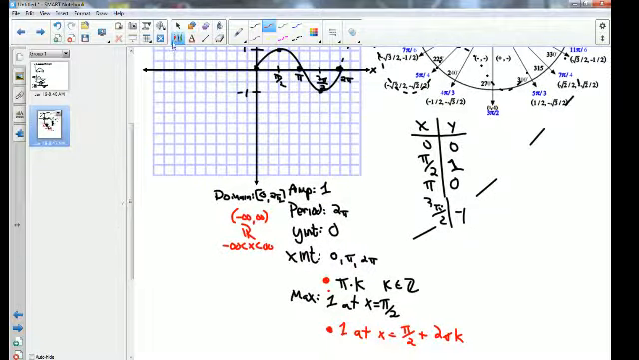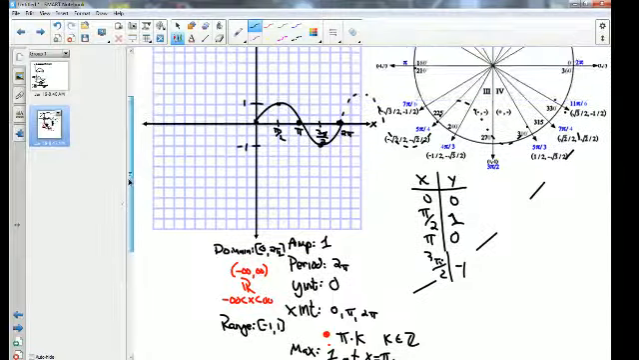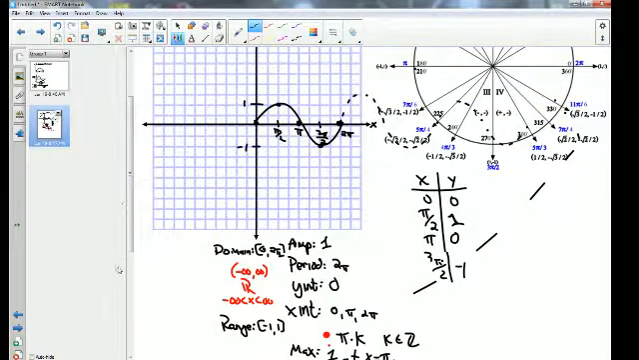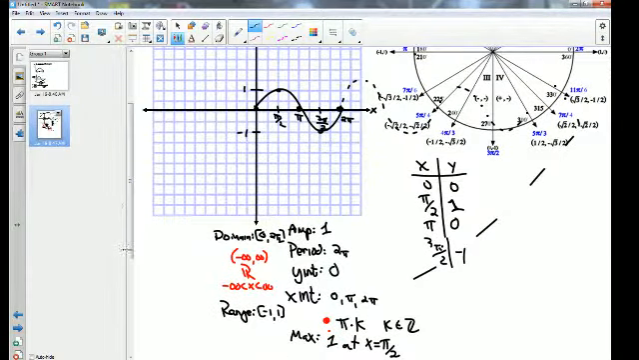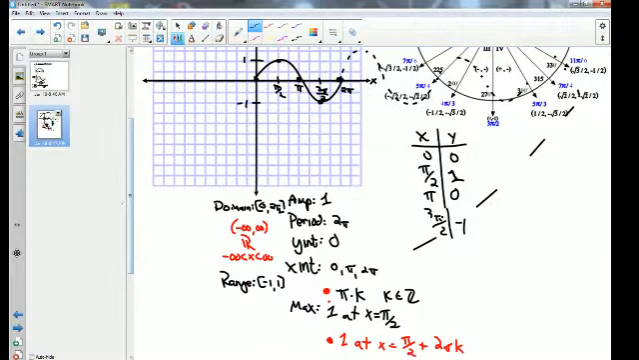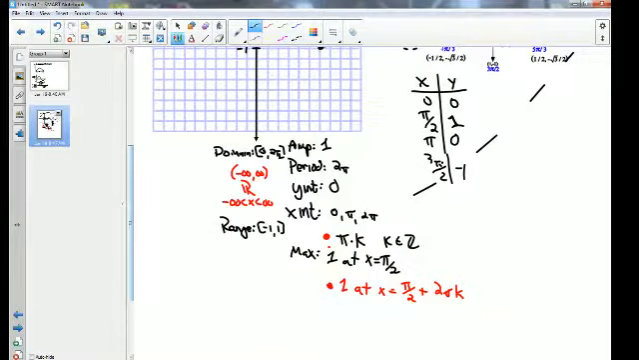Okay, what's the range of that function? Negative 1 to 1, yeah. Remember, y values, that's all it is. Right, so you've got yourself a sine graph, and all of the information that pertains to it, we just didn't write down the minimum, or minima.